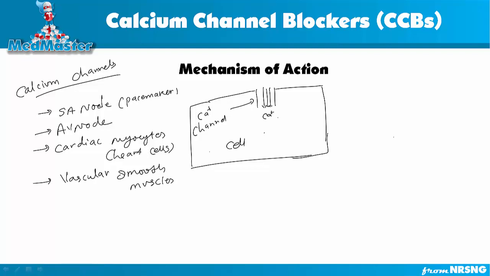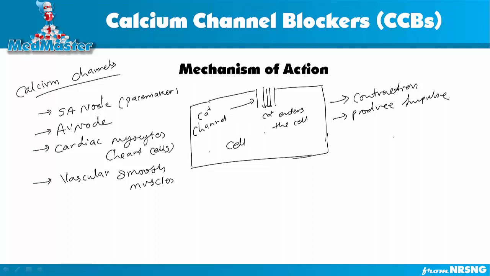Calcium enters the cell. When the calcium enters the cell, it causes contraction. If we are talking about the cardiac myocytes, the heart cells, or vascular smooth muscle, it causes the contraction of those muscles. And if you're talking about the SA node and AV node, it causes the production of electrical activity. So it produces an impulse. That's the function of calcium.